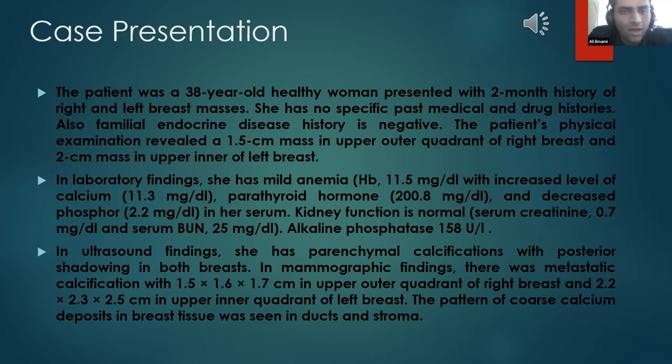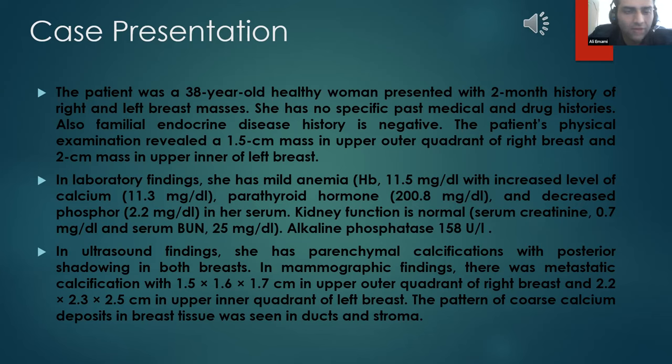The laboratory findings were hemoglobin 11.5, a mild anemia, with an increased level of calcium, 11.3. The parathyroid hormone was normal and phosphorus was decreased, 2.2 milligrams. The serum creatinine and serum BUN were normal, and the alkaline phosphatase test was normal too.